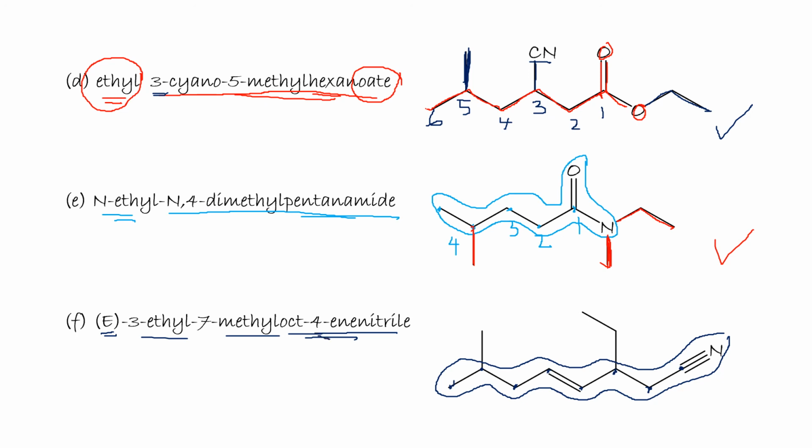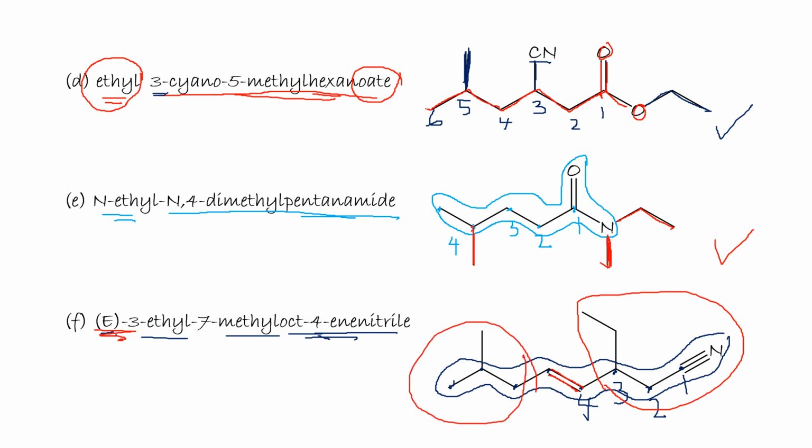Now on carbon 4, we have a double bond. 1, 2, 3, 4. That's it. We have a double bond. This double bond, the group around it is E. The main chain here and the main chain here are at different positions, orientation. They are E. That's right. Okay. Now we are done with E.